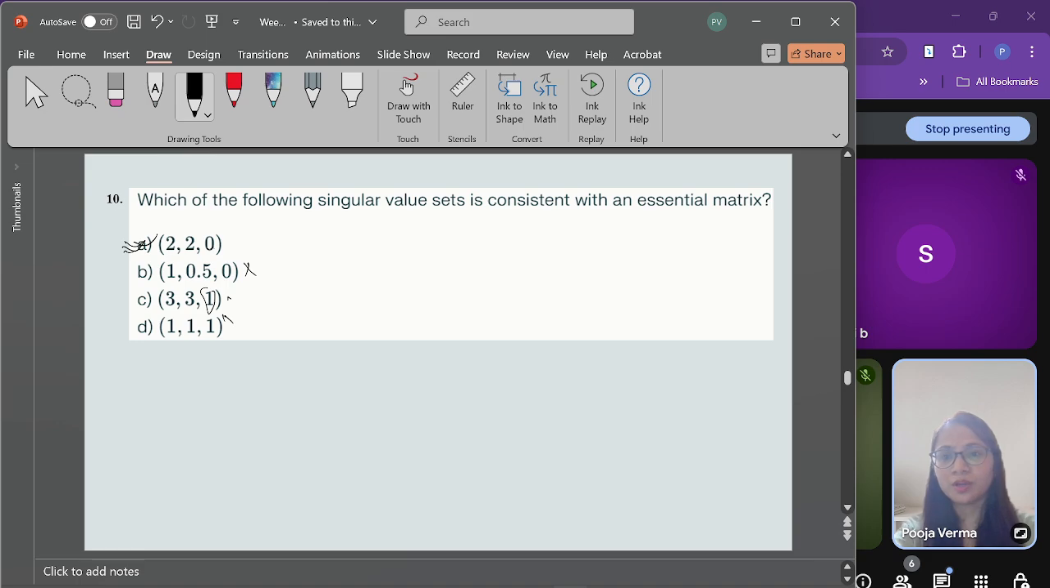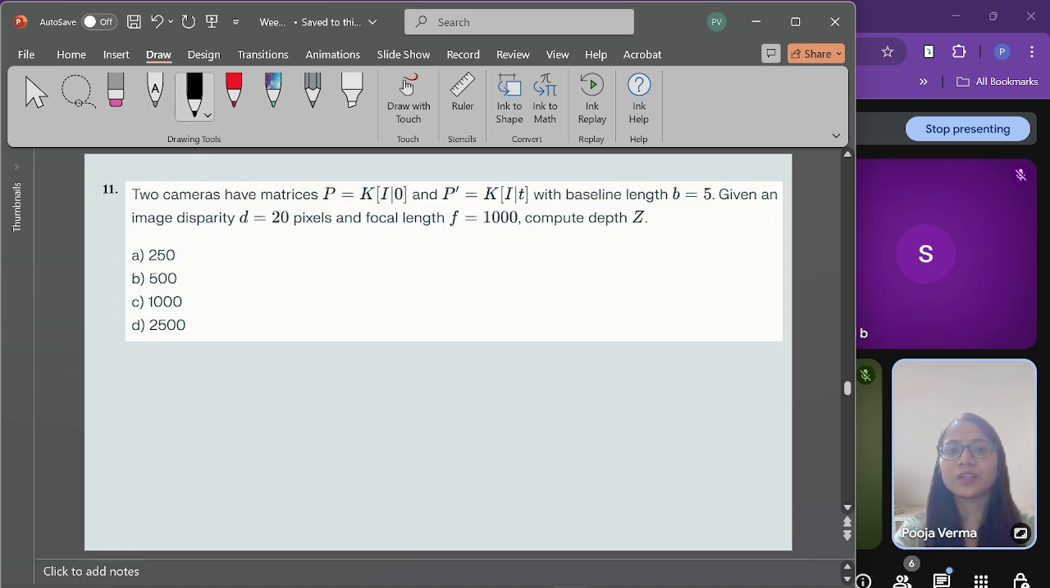Okay. So I hope so. Now moving to the next question. Now the next question is: two cameras have matrices in this form, P is equal to K [I | 0] and P dash is equal to K [I | T], with baseline length B equal to 5, given an image disparity D equal to 20 pixels and focal length F equal to 1000. Compute depth Z. Okay, so all values are given.